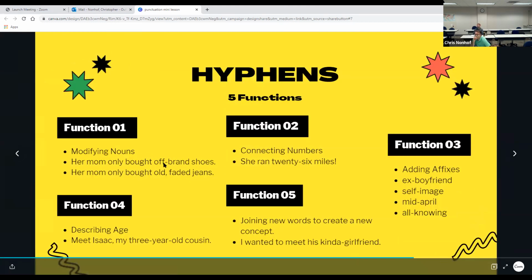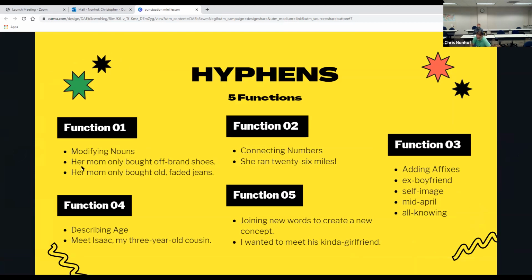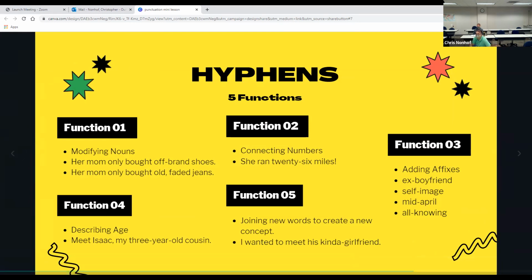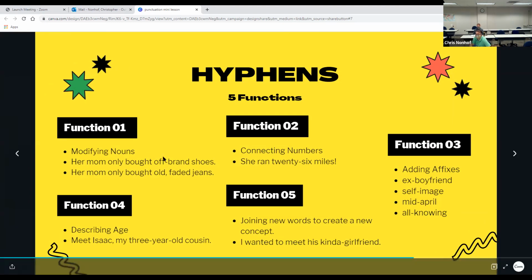Number 1 is modifying nouns. Like in my example sentence here: her mom only bought off-brand shoes. Off-brand cannot be mixed up. You can't say brand off shoes. That's why we use a hyphen, off-brand, because they need to connect. You can't switch them around.